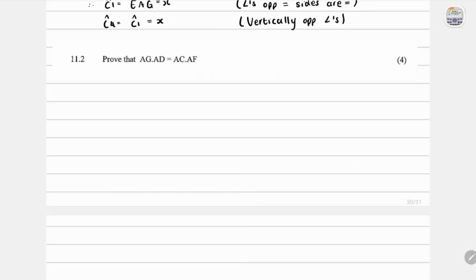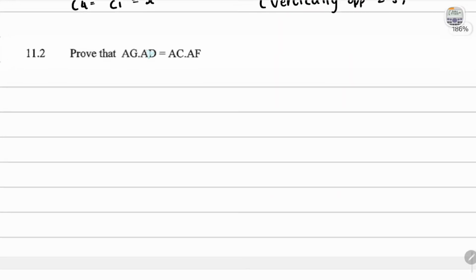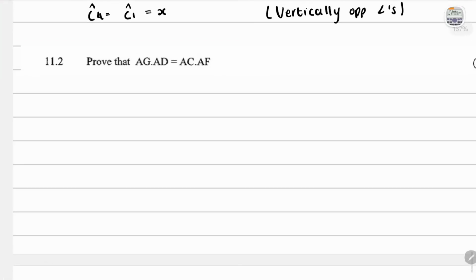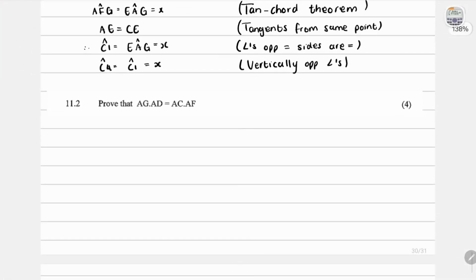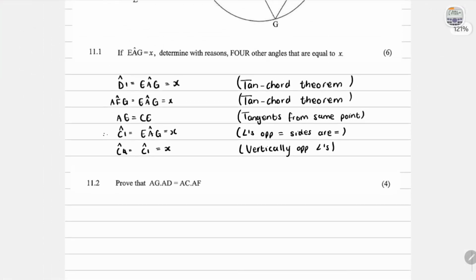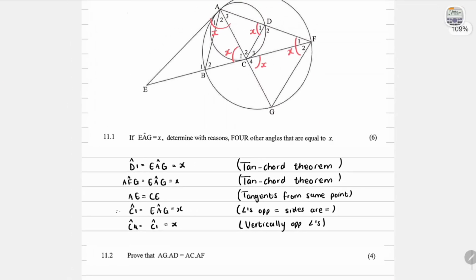Question 11.2 says prove that AG times AD equals AC times AF. So what we have to do here is just find those lines so that we can make sense of it. So AG is this line over here. AD is this line over here. AC is this one and AF is this.